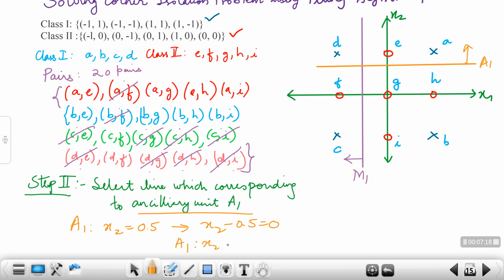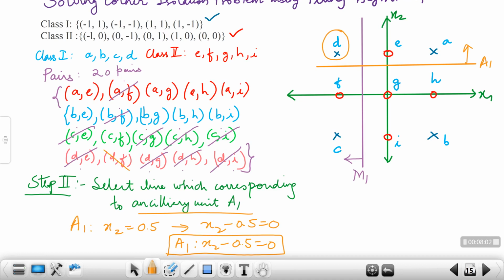A1: x2 minus 0.5 is equal to 0. This will be the equation of the ancillary unit 1. Now if at all you see here, which are the patterns which are getting separated? Starting with D, the D and F pattern was not separated earlier, but this line will separate this particular pattern. Now I am using a different way to cancel. Although I have a lot of colors, you will be having just a pen, so you can use a backslash here. Previously we had used a forward slash to cancel, so we use a backslash to cancel D, F.